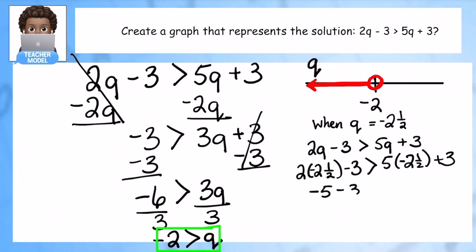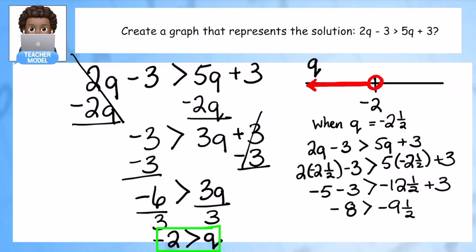Okay, 2.5 times 2 would be 5, so negative 5 minus 3 is greater than, let's see, 5 times 2.5. I'm going to do a little mental math here. 2.5 times 4 is 10, plus another 2.5 is negative 12.5. Plus 3. All right, negative 5 minus 3 would be negative 8. Is negative 8 greater than negative 12.5 plus 3? So negative 12 plus 3 would be negative 9, so negative 9.5. And yes, this is a true statement, Math Marvels.